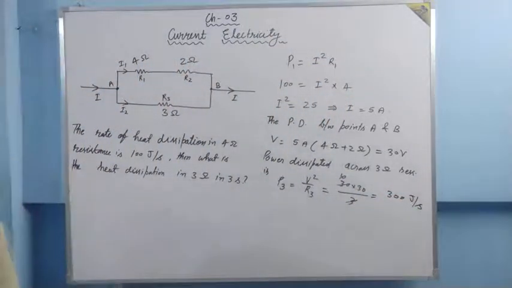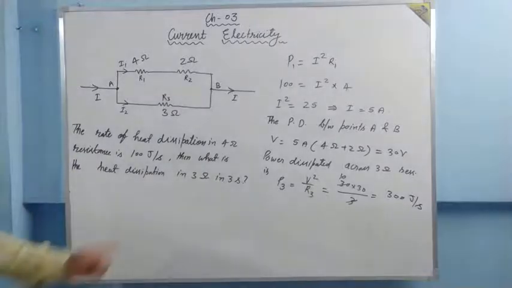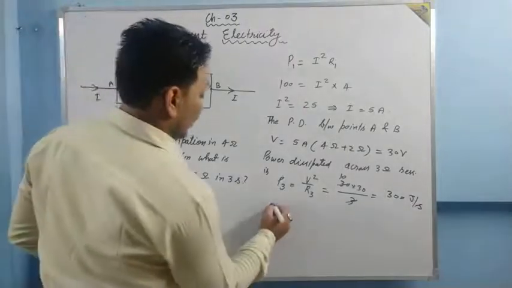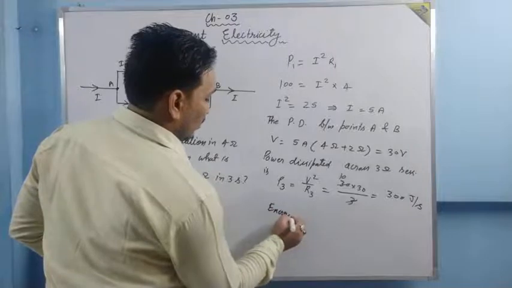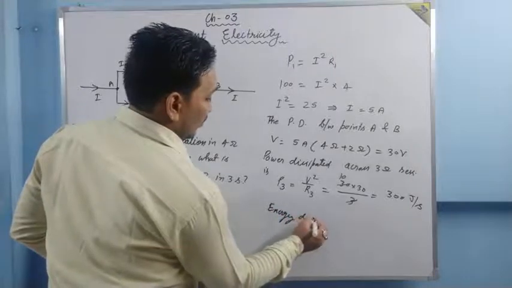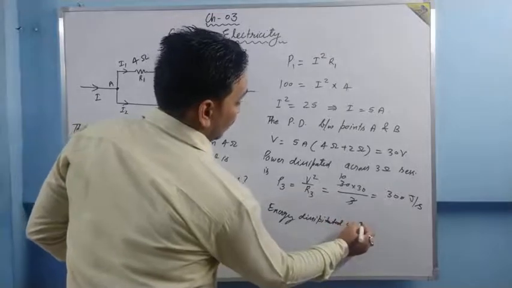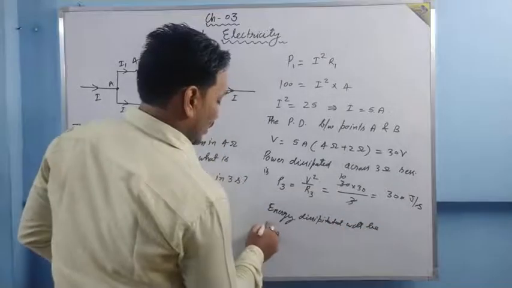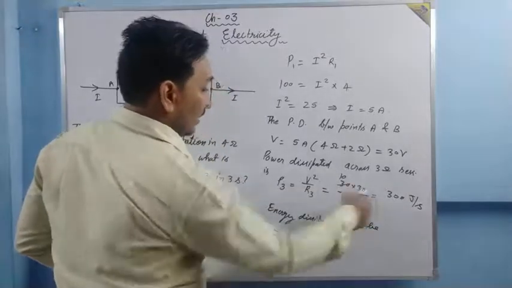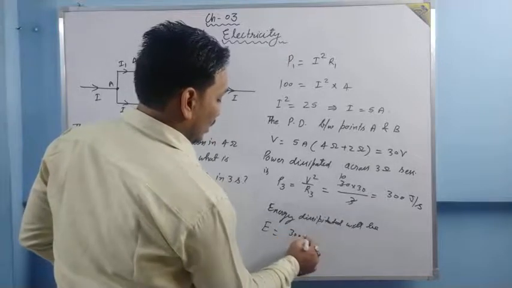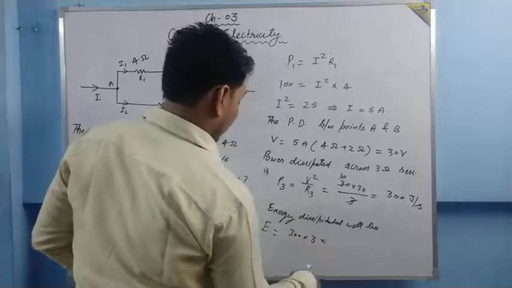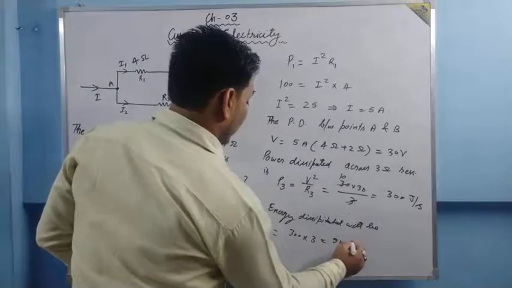This is power. But what is being asked? In 3 seconds, the energy dissipated will be E is equal to, in 1 second the energy is 300 joule. What is there in 3 seconds? It will be 900 joule. That's it.